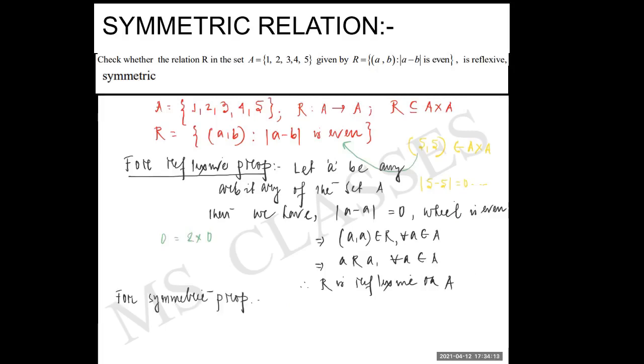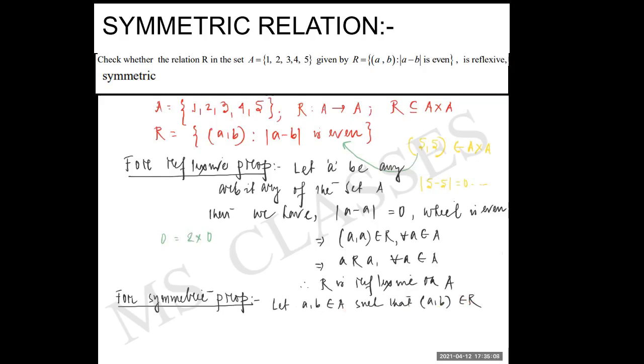Now, what is this for symmetric property? See, here what we do, right? Let a comma b belong to A such that a comma b belongs to R. What we'll do, as I have told you just now, is that if it's symmetric, then at first you should have a comma b in R. If you don't have a comma b, automatically it is symmetric. We are assuming a comma b belongs to R.